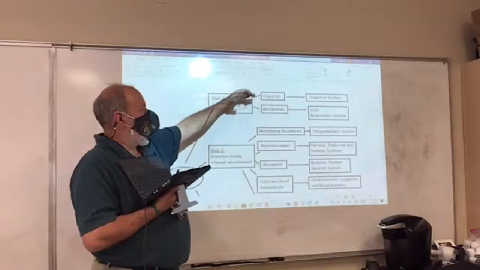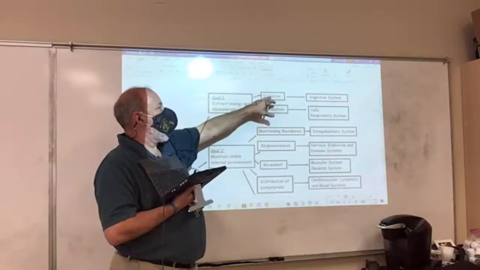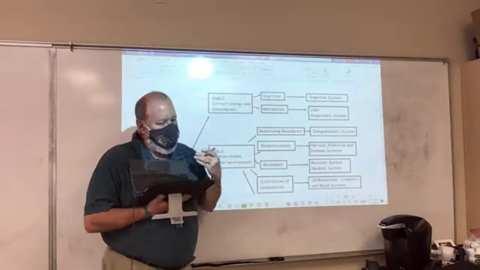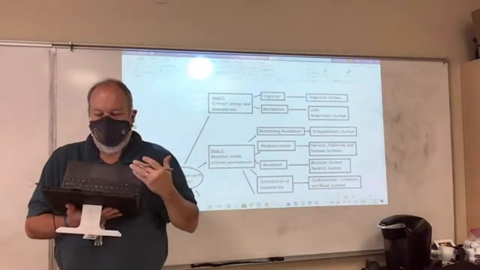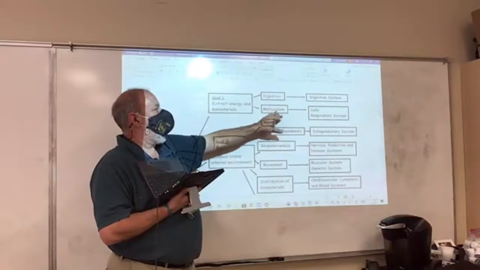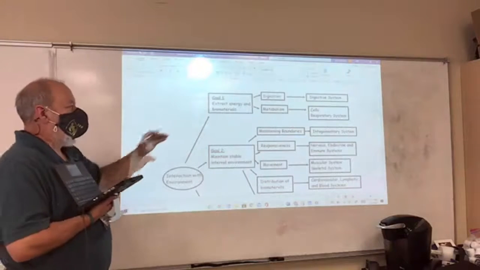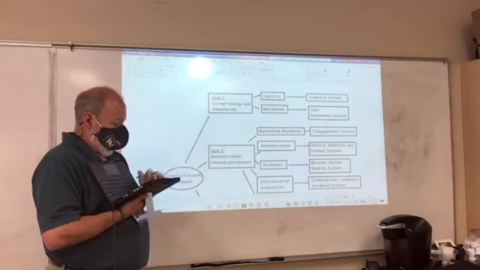And the way that I can kind of think about this is that there are two parts of this. I break this stuff down to the point where my cells can actually use it, right? That's the digestion part. And then my cells actually use it. That's the metabolism part. Those are the two functions that accomplish this, okay?